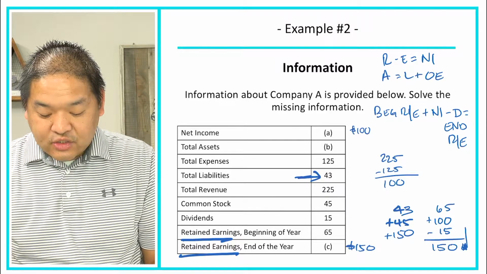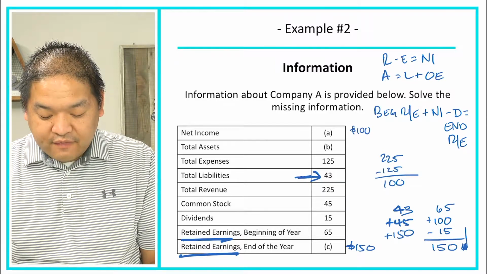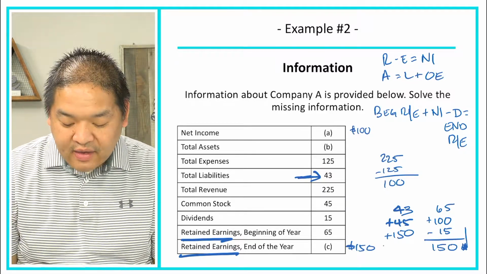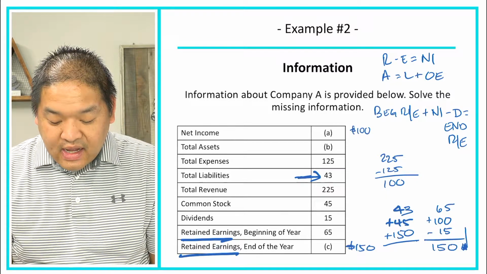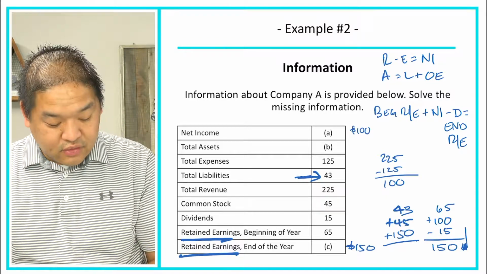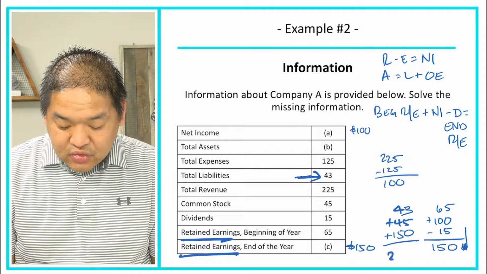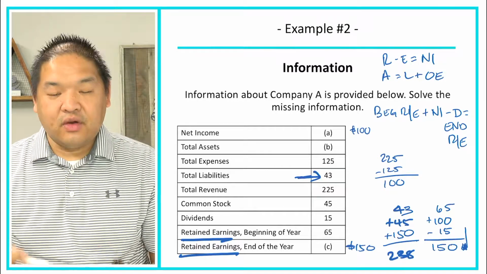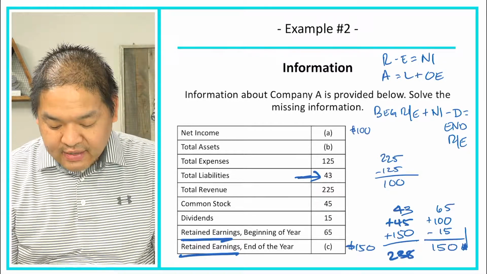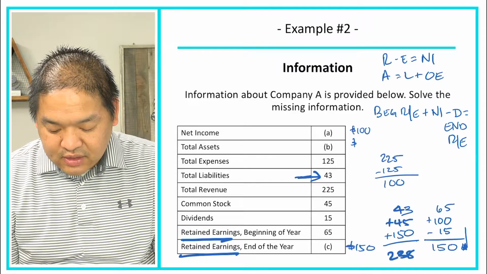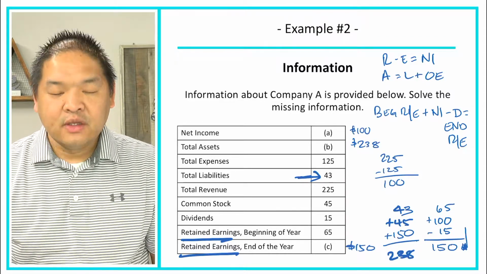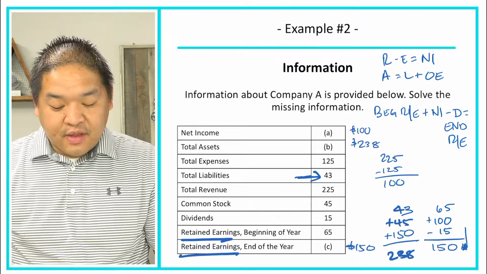So once we've done that, we go 150 plus 43 plus 45, and that gives us total liabilities and owner's equity of 238. And so A equals 238. So our total assets would be 238. So that's how we solve this problem.